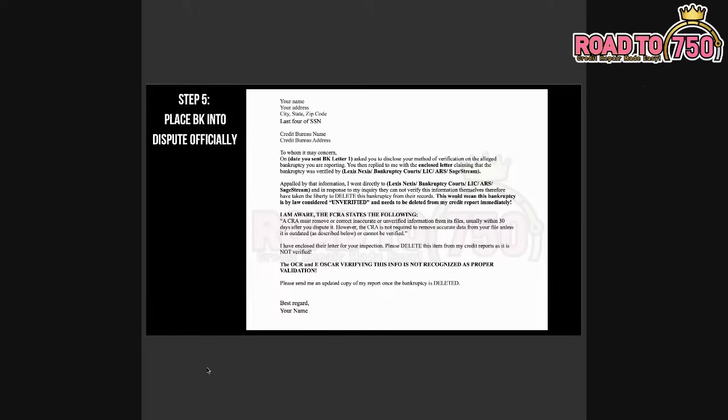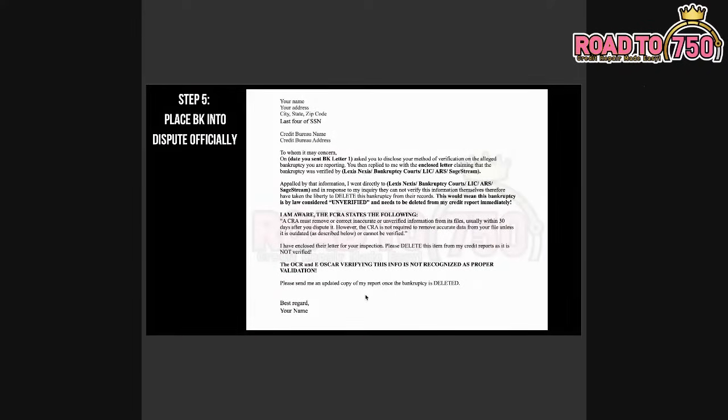Along with this letter, and it's important, I need you to send a copy of the letter that LexisNexis deleted the bankruptcy, a copy of the letter that you got back from the courthouse stating that they don't communicate with the credit bureaus, or if let's say you disputed with ARS or SageStream or whatever, and they deleted it, you will send that copy. So along with this letter will be proof that the item was deleted or unverified through the courthouse. That's the important part of this letter. Right? A lot of times the bankruptcy is deleted after this point. A lot of times it is.